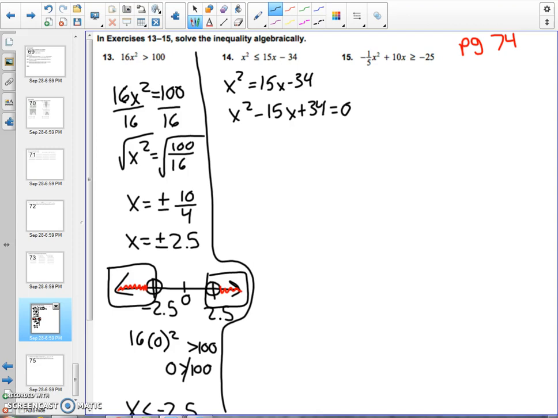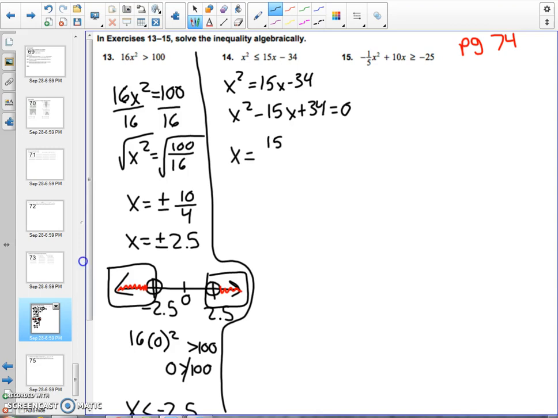For factoring, I would have to think about factors of 34. Let's see, 1 times 34. That's not going to give me negative 15. What about 2 times 17? That's close. The problem with a positive 34 is they would either have to both be positive or both be negative, and there's no way I can get a negative 15 out of that. So I know factoring is not going to work. Completing the square would be kind of yucky with that 15 there, because half of 15 you start to get into decimals. So I'm actually going to do the quadratic formula for this one.